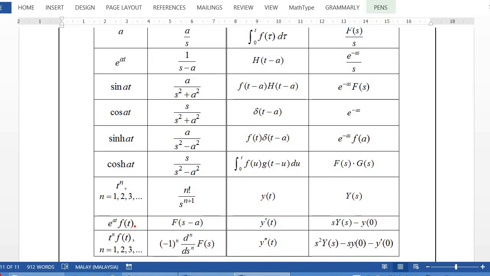And then this is the first shift property: the Laplace transform for e^(at) f(t) is equal to F(s minus a). And this is the multiplication by t to the power n property, which is equal to (-1)^n d^n/ds^n F(s).